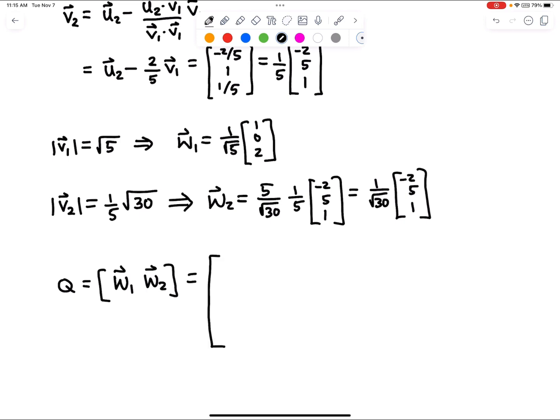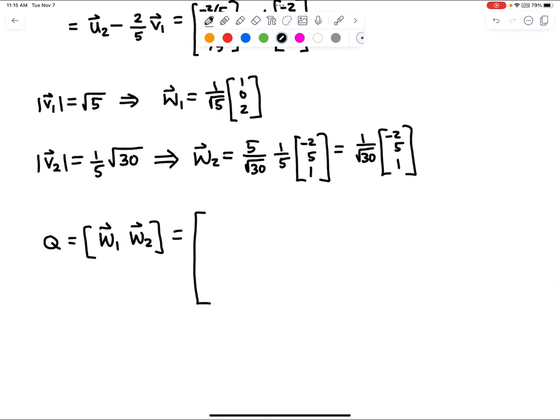So at this point, it becomes maybe more convenient now to take these scalars and distribute them through the components. And we'll do the same thing where both these radical scalars distribute through the components. Otherwise, it can get quite clunky looking inside this matrix. So the w1 vector we'll put as the first column. It's going to be 1 over rad 5, then 0, and then 2 over rad 5. And then the w2 vector will be -2 over rad 30, 5 over rad 30, and 1 over rad 30. And this forms our Q matrix.